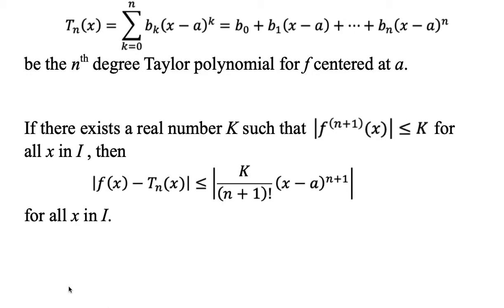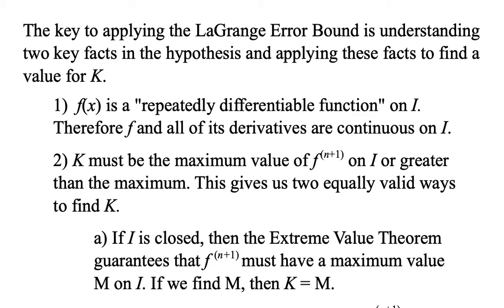At first look, this is an overwhelming theorem, but let's look at it more closely. The key to applying the Lagrange error bound is to understand two key facts in the hypothesis and apply these facts to find a value for k. First, f of x is a repeatedly differentiable function on I. Therefore, f and all its derivatives are continuous on the interval. Second, k must be the maximum value of the n plus first derivative of f on the interval, or greater than that maximum. This gives us two equally valid ways to find k.